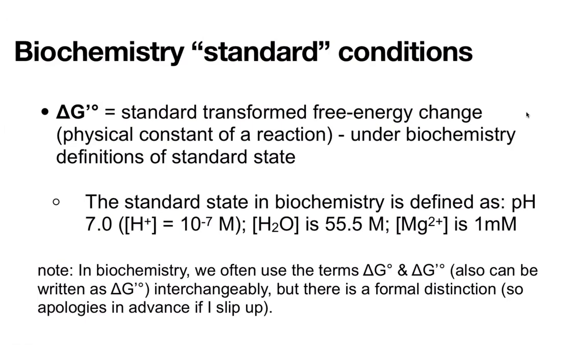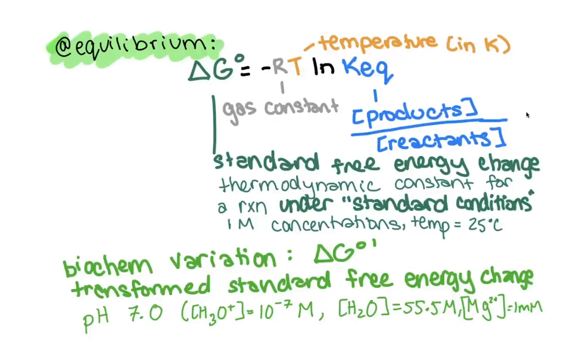That being said, we often use these terms like delta G naught and delta G naught prime interchangeably, and I probably will. Just note that there is that difference. But in biochemistry, we're often dealing with that delta G naught prime. Okay, so this actually relates directly to our KEQ.